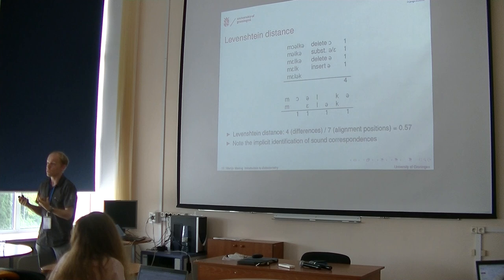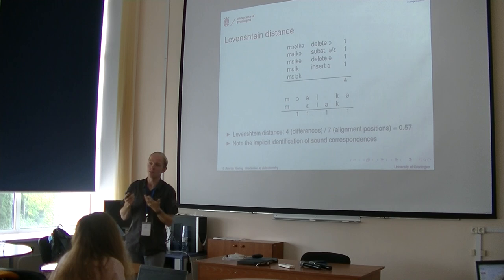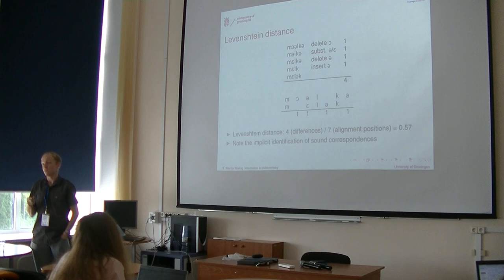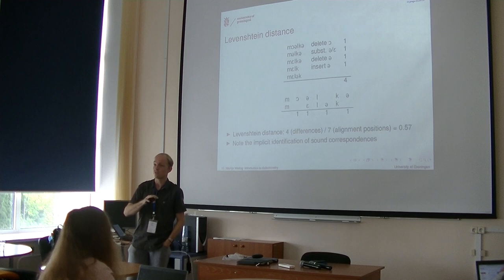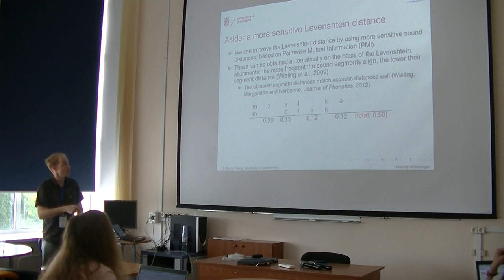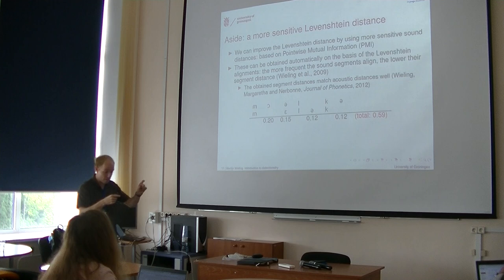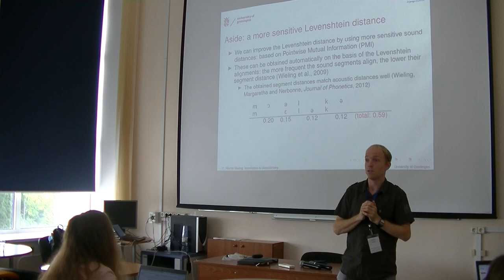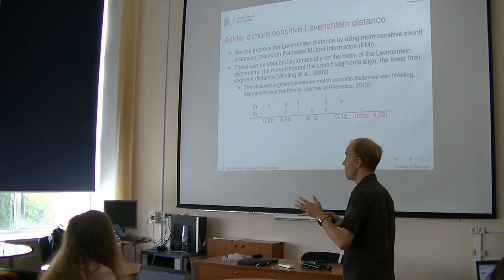Well, you can manually put in substitution weights. But I don't like manual. It takes time, and it's still subjective. So we try to find a method which automatically, on the basis of your own data, identifies these segment substitution costs. It's based on pointwise mutual information, which looks at how often every individual segment or pair of segments co-occurs. The idea is that you count how often the segments occur by themselves. So how often do you see an M? How often do you see an O? How often do you see an F?